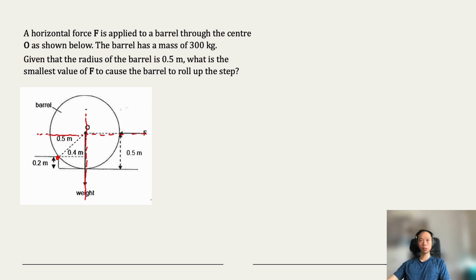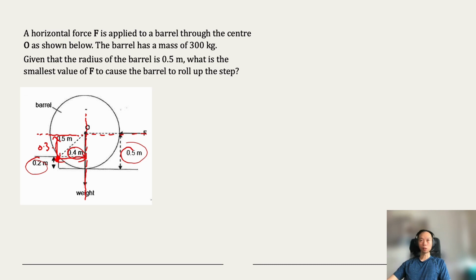Okay, so what that means is that we can find the appropriate distances now. So for the weight, what distance should we use? We should use the shortest distance between the pivot and this line of action, which happens to be this distance over here, this 0.4 meters. And for this horizontal force, the shortest distance from the pivot to this line of action would be this distance here. Now, this is not given, but you can quite easily check it out by looking at this 0.5 and 0.2, which means that this distance should be 0.3.